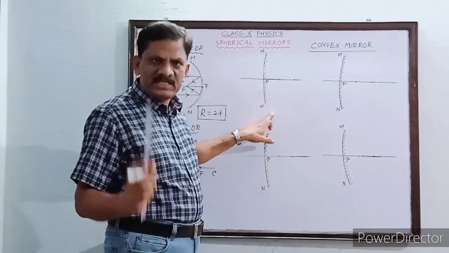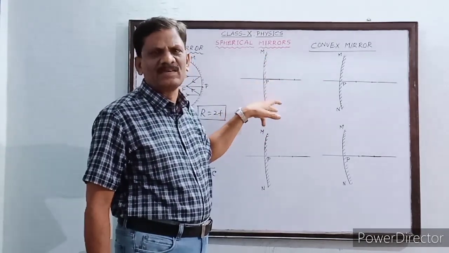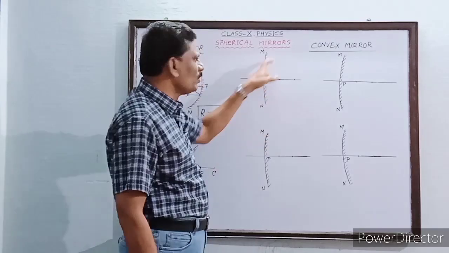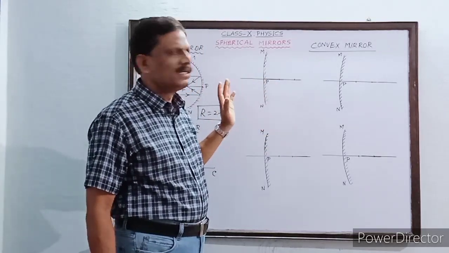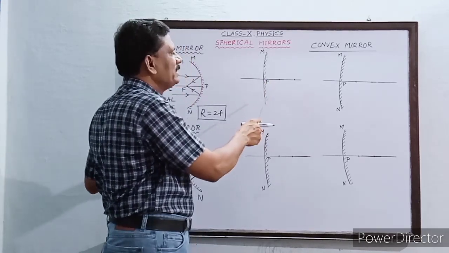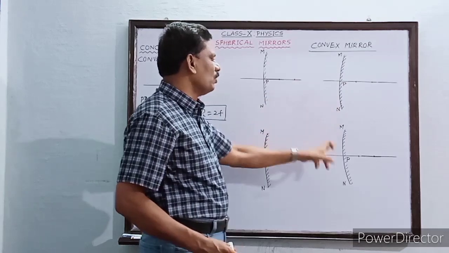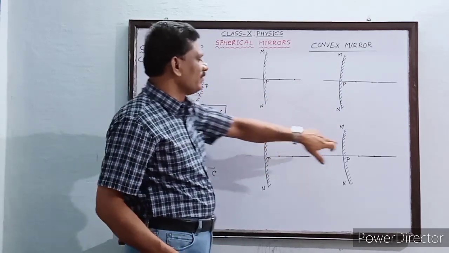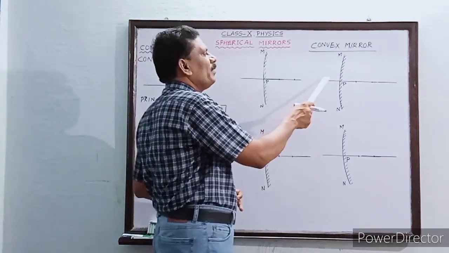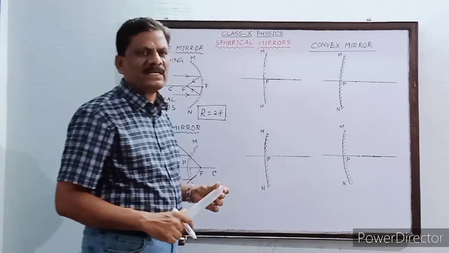So I have advised you already how to draw the curved surface. It should not be too much curve. The steepness of the curve should be very less. That means almost flat, slightly curved. Since it is a convex mirror, you see that the outer surface is bulged outwards. The reflecting surface is bulged outwards, and the inner surface is a non-reflecting surface. This is a straight line passing through the pole, focus and the center of curvature. That is called the principal axis.